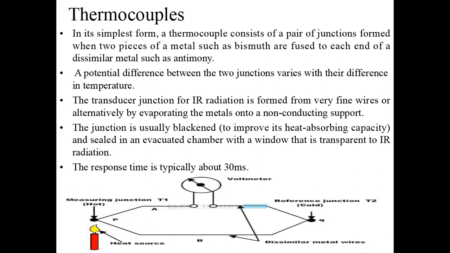And here is the construction of thermocouples. They use a voltmeter, and at the left side we use a heat source which is measured, also called the measuring junction, and at the right side is the reference junction, which is cold in nature, and two wires are used which are made up of dissimilar metals.